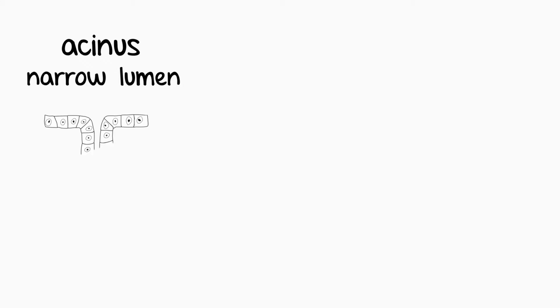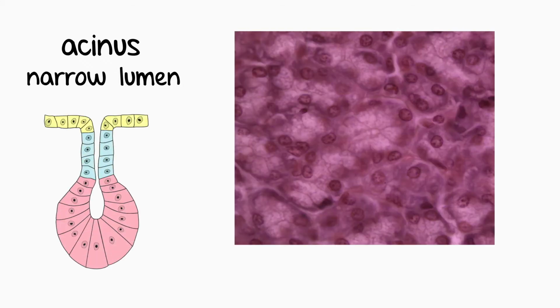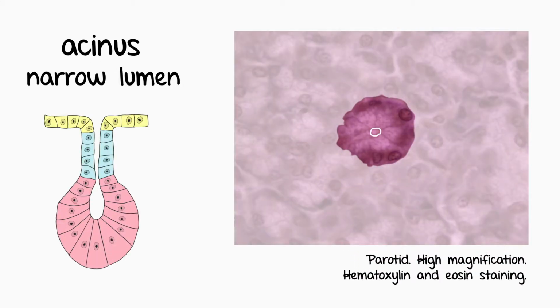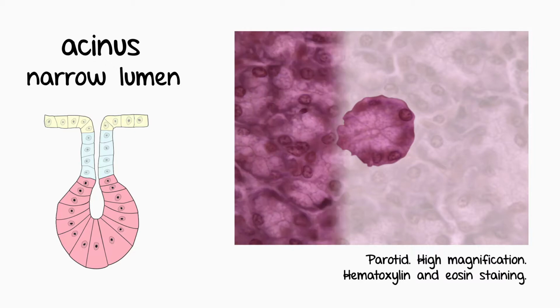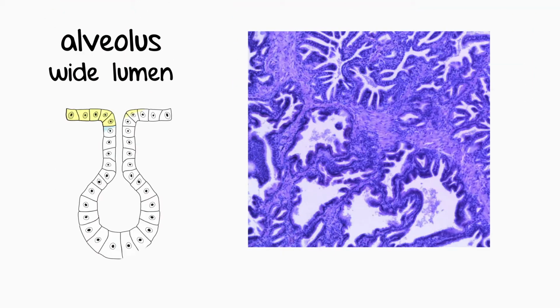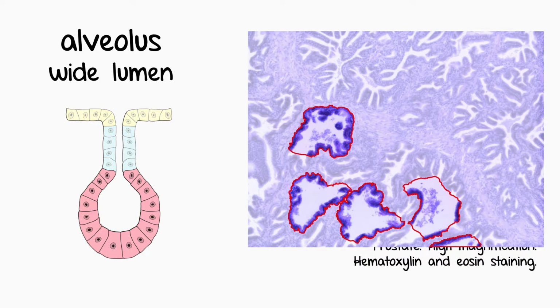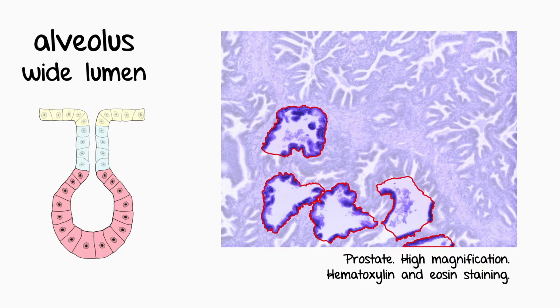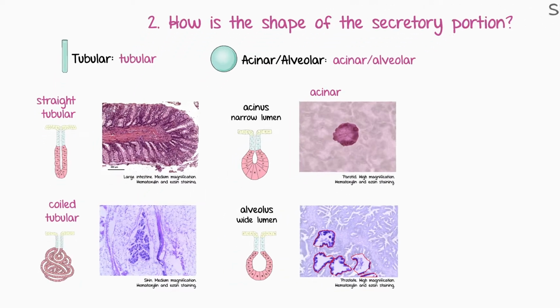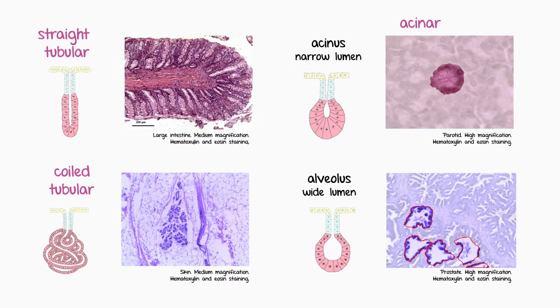An acinus has a narrow lumen, which can barely be identified on a slide of a parotid salivary gland, for example, since the secretory epithelial cells occupy almost all the sphere. An alveolus, on the other hand, has a wide lumen, being easily identifiable on a prostate slide. However, you can find the terms acinus and alveolus used as equivalents in some books.